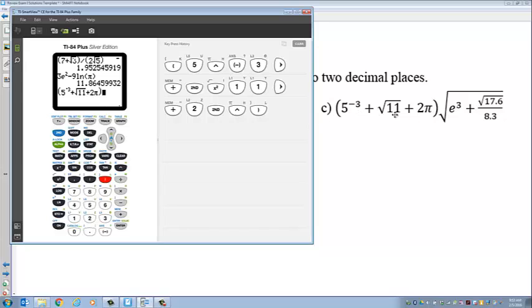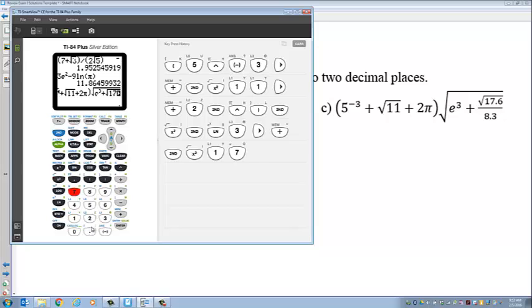It looks exactly the same. And then hit second x squared to get to the square root, and then you want e cubed. So you're going to hit second ln, and then put a 3 in there, and then hit over, and then plus, and now you have the square root of 17.6, so second x squared, 17.6, hit over to get out of the square root, and then all divided by 8.3. Notice that that first square root is following you along, which it should. Right? The first square root goes all the way along.